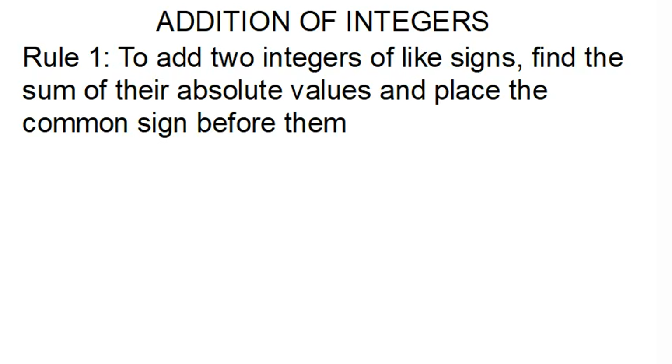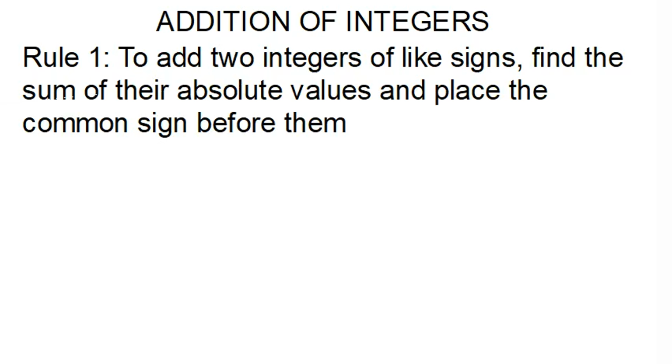So first, we'll be starting off with the addition of integers. Before we move on to addition of integers, you'll have to know that there are two important rules for addition of integers. So first, we'll check the first rule. The first rule goes like this. To add two integers of like signs, find the sum of their absolute values and place the common sign before them. Okay, so now we'll see the explanation with an example.